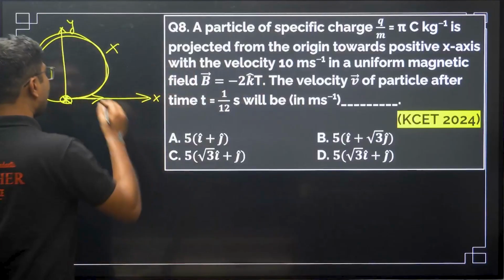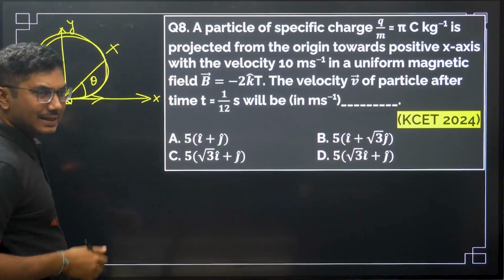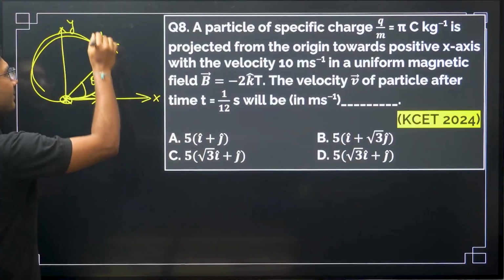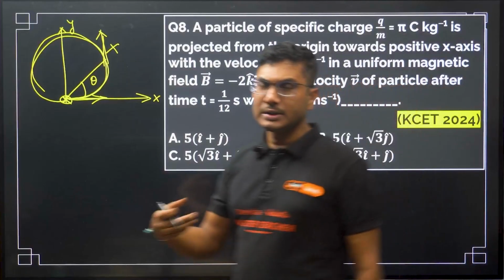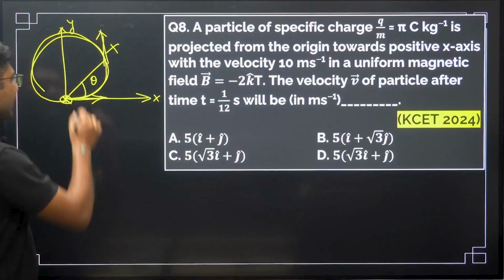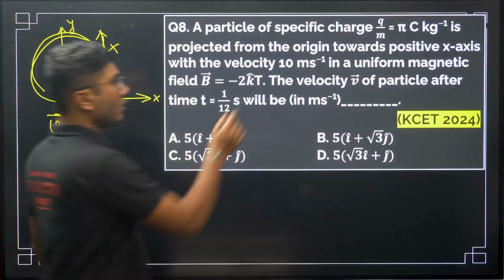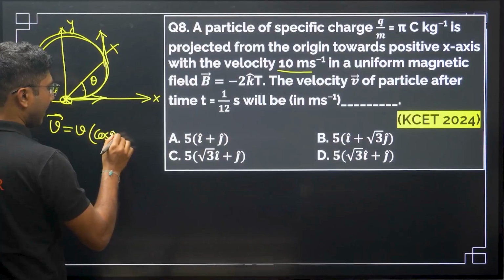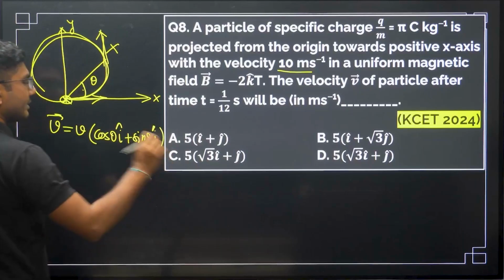And after some time, 1 by 12 second, it will reach some angle, say theta. So from there, if this is v, the magnitude of the velocity will remain same. Only thing that will change, because initially it was launched along the x-axis, is its direction. So if this angle is theta, then the new velocity can be written as the original velocity magnitude, which is 10 meter per second, times cos theta i cap plus sin theta j cap. If you see that, the magnitude will remain same.